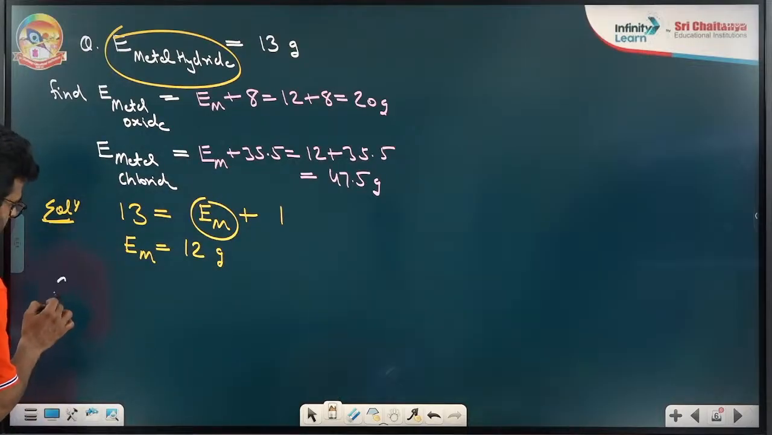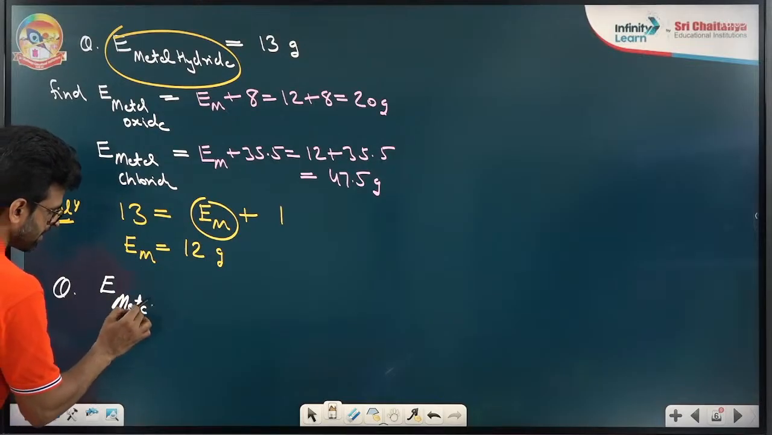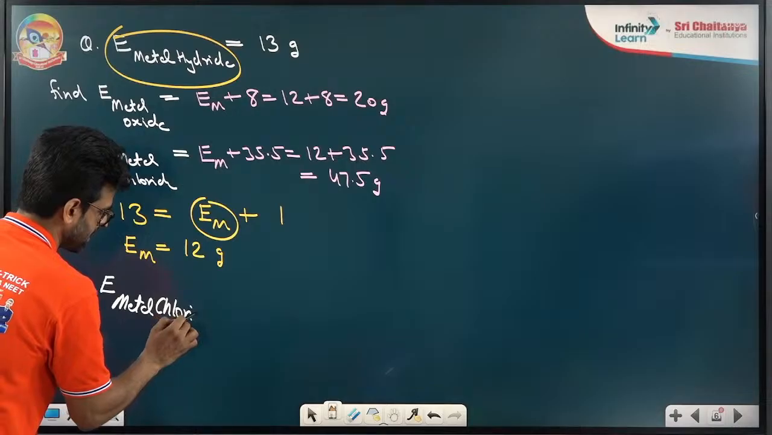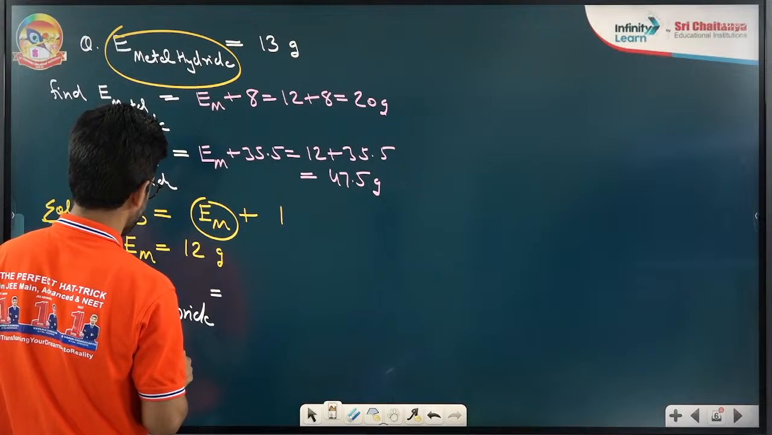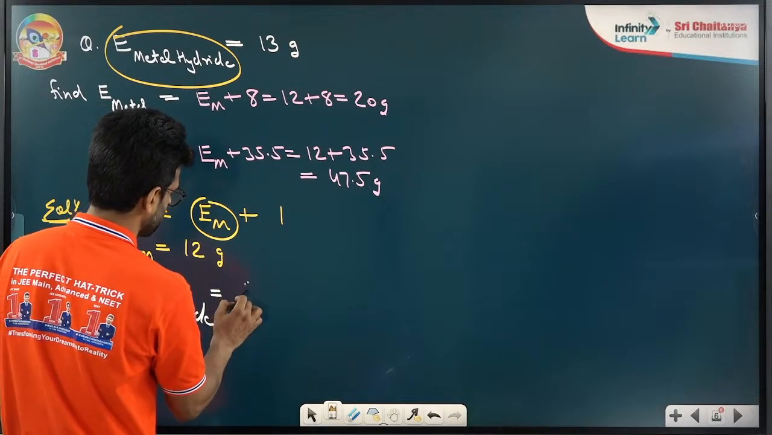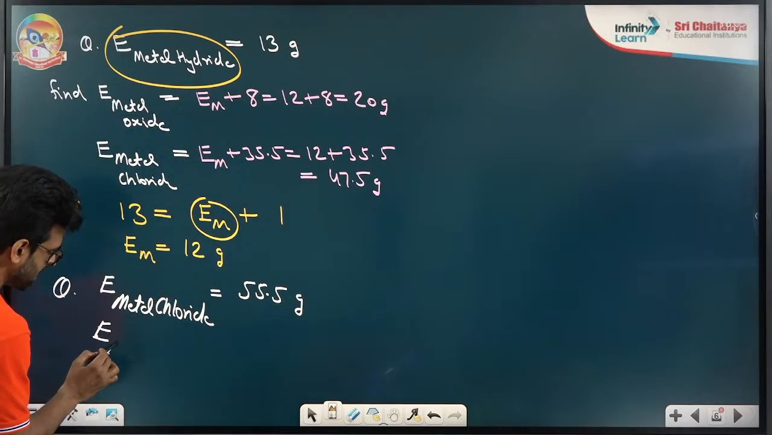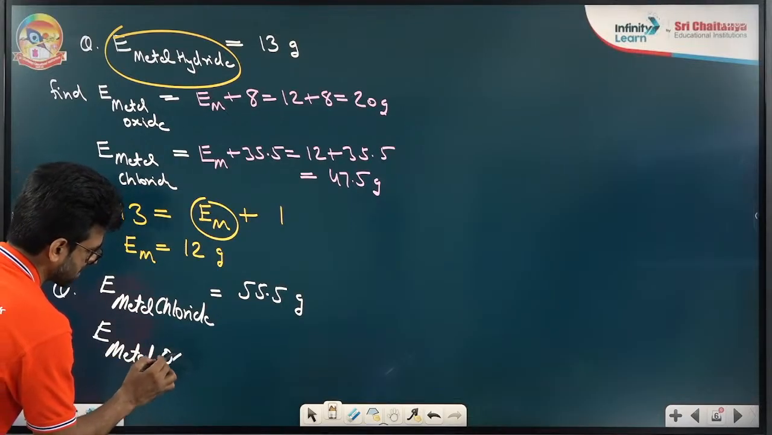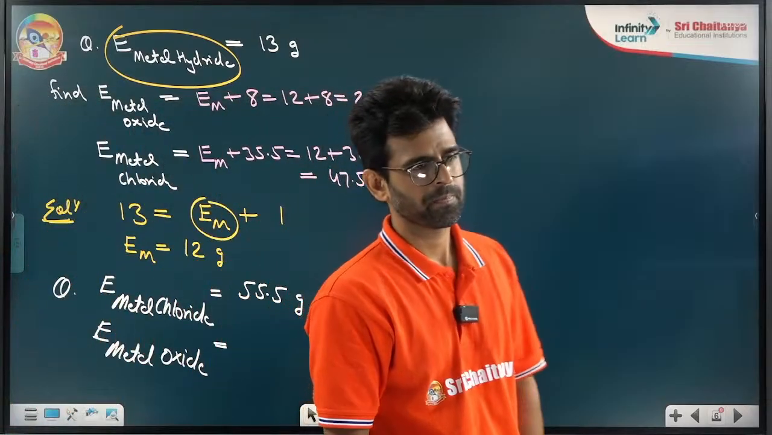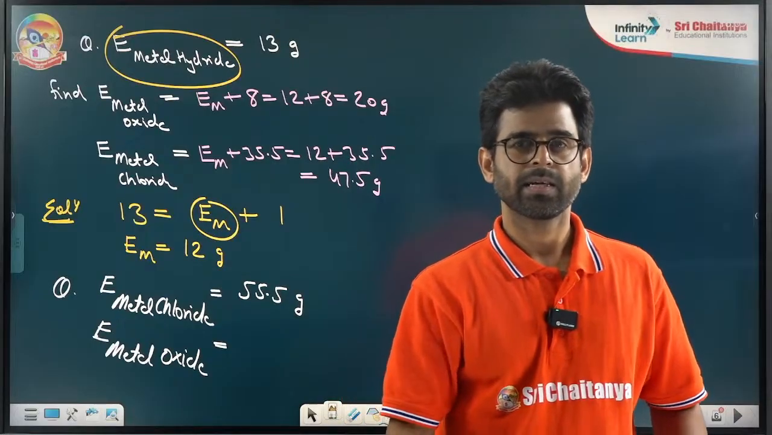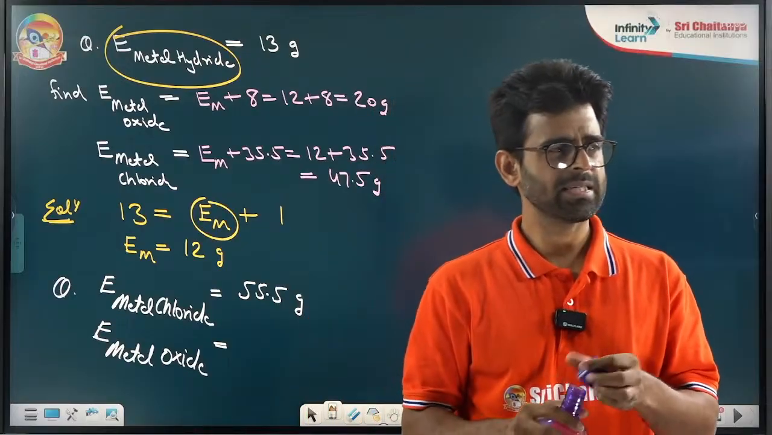Okay. One more I am giving, beta. They are saying the equivalent weight of metal chloride is given as, imagine they gave 55.5 gram. So please give me the answer for the equivalent weight of metal oxide. Fast. Even if we don't know the formula, we know the formula of equivalent weight. Very easy. Give me the answer.